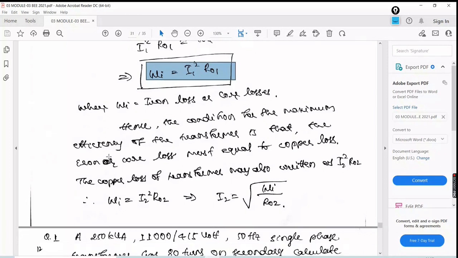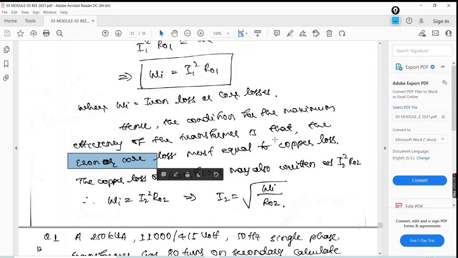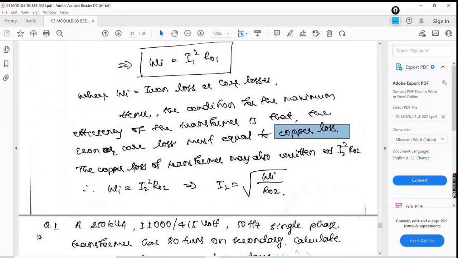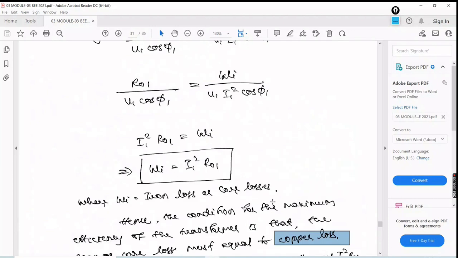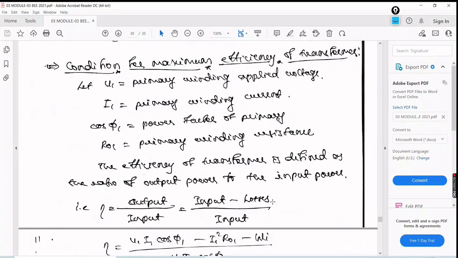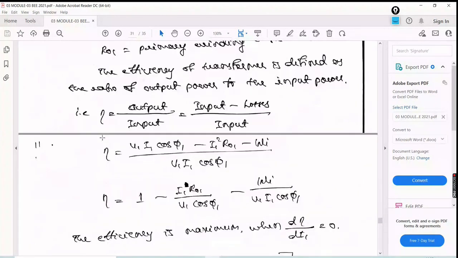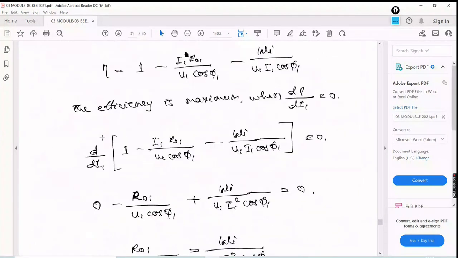That is with respect to the condition of maximum efficiency. It is defined here. Whenever the iron loss and the copper loss are equal to each other, then I will get maximum efficiency. Then the copper loss is I1 square R01, and I1 is equal to the square root of Wi divided by R02 if you are considering the secondary. This is most important. Practice this condition for maximum efficiency. They will ask you to define efficiency, then derive the condition for maximum efficiency.